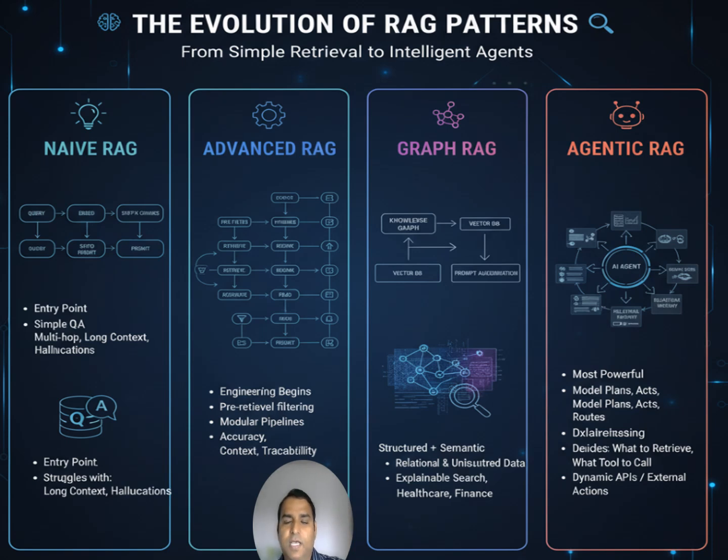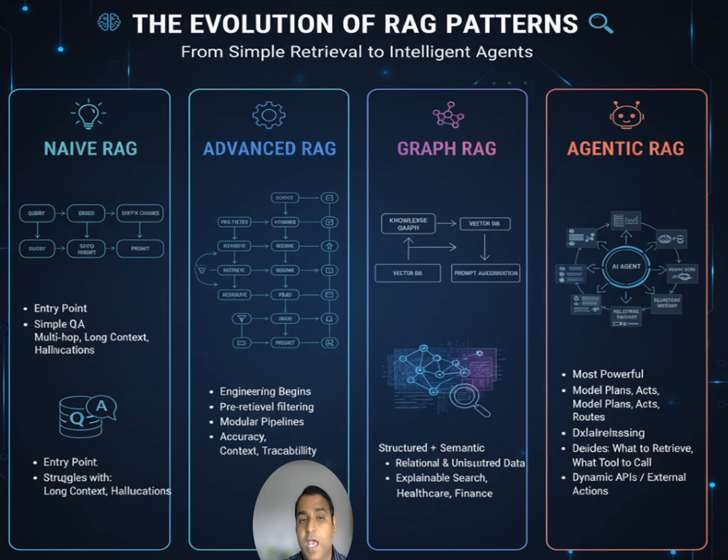Then comes graph RAG. Graph RAG helps combine structured and semantic retrieval by integrating knowledge graphs with a vector database. This approach retrieves both relational and unstructured data, enriching the prompt with graph paths and node metadata, which helps explain the reasoning. It is particularly useful in fields requiring structured logic, such as enterprise search, healthcare, and finance.